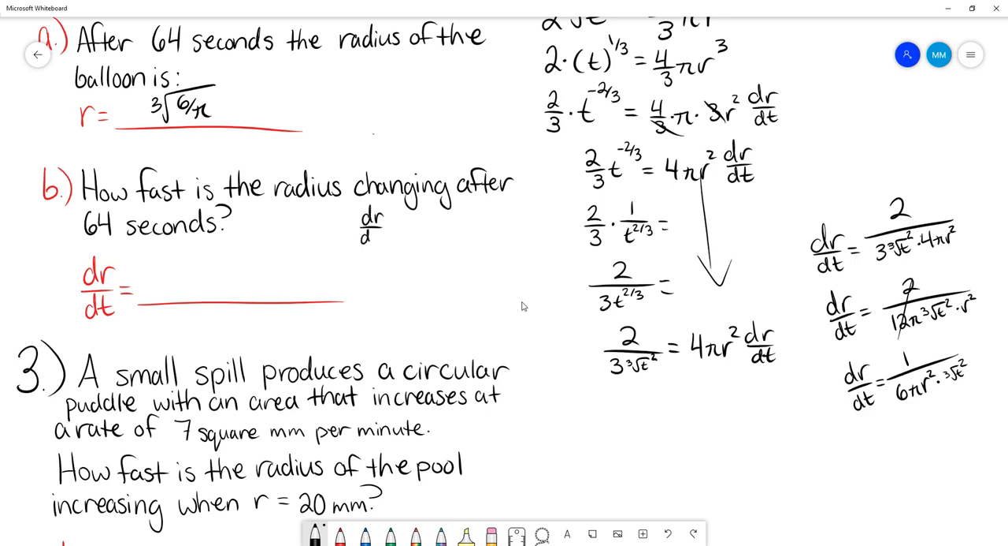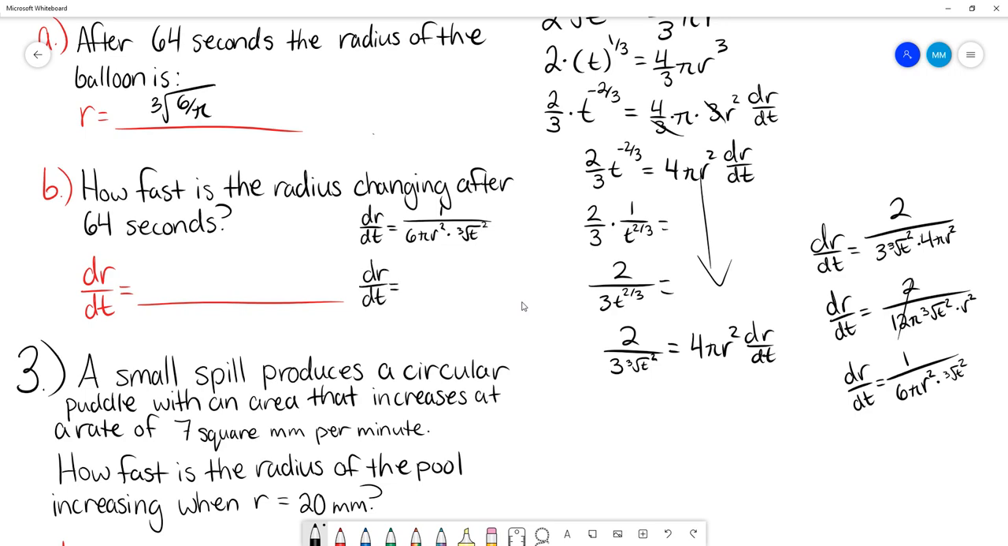So now we know that dr/dt, I'm actually going to write that a little higher. So dr/dt equals what we just found, which is all of this underneath a 1. But we obviously can't put that in because we've still got variables involved. So we have to plug in 64 for our t, because it's after 64 seconds. We also have to plug in our radius, which we actually found a numerical value for. So we're going to plug both of those in here.